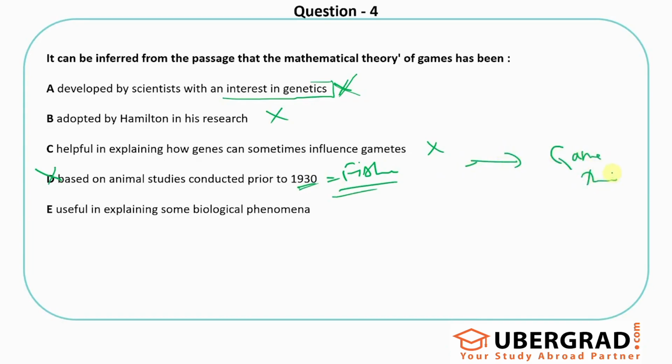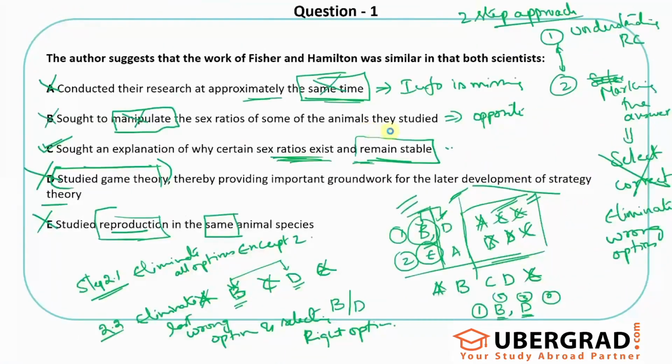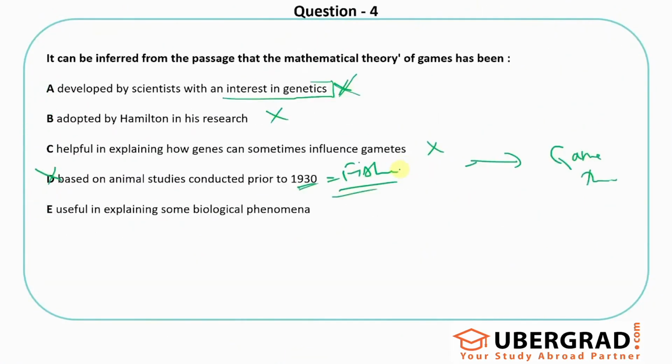That's what the passage says, right? The last line of the first paragraph says that even before game theory had been developed, Fisher had written about this. That means game theory has been built after 1930. So how can it be based on animal studies conducted prior to 1930? And there is definitely no conclusion or evidence for us to say that it has been based on animal studies as well. There is nothing like that in the passage. So I'm left with no other option, but still I'll read it.